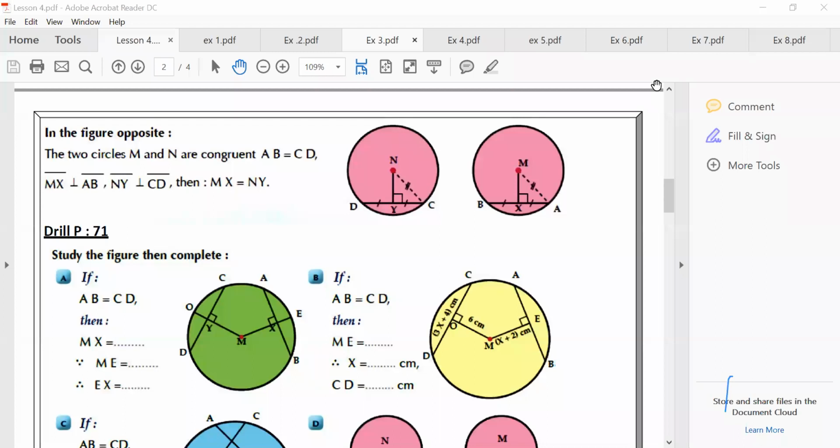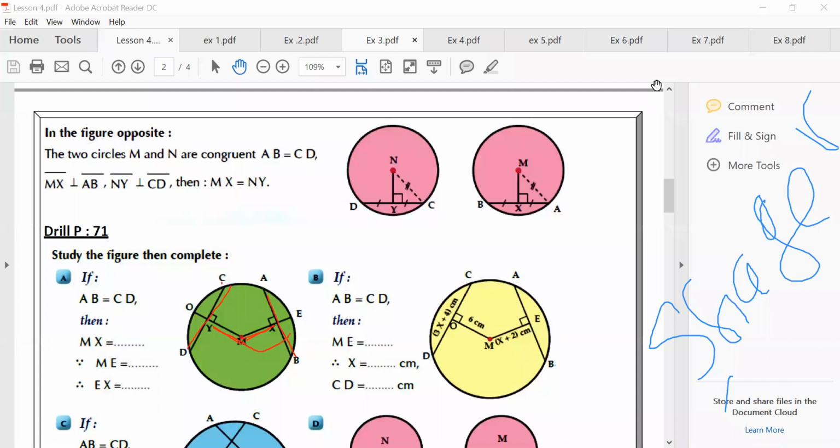Okay, we stopped at that these two chords are equal in length. Then the two distances from the center to these chords are also equal. And since ME and MO are two radii, they are equal. If I want to prove that the small parts XE and YO are equal, I will subtract MX from ME, which gives me XE, and MY from MO, which gives me the small part. So EX will be equal to YO.